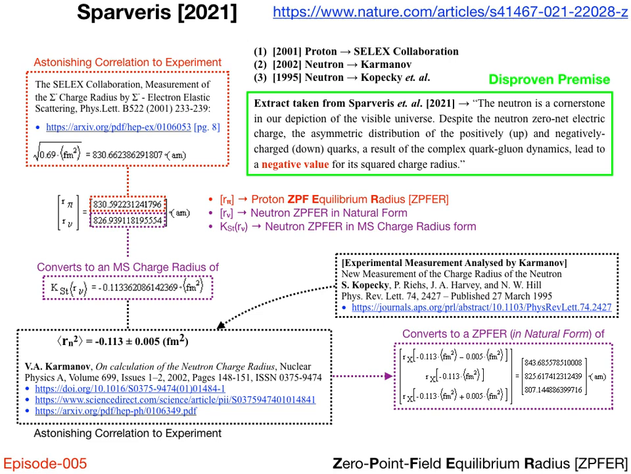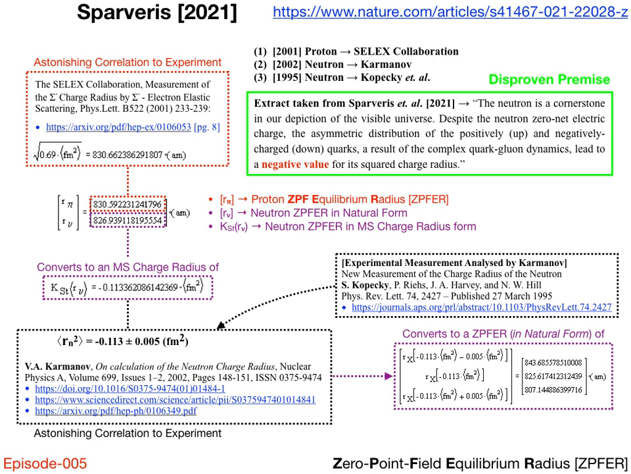However, on screen inside the green box, you will see an extract taken from Sparveris, which describes how the neutron mean squared charge radius manifests as a negative quantity. Sparveris writes that, quote, "The neutron is a cornerstone in our depiction of the visible universe. Despite the neutron's zero net electric charge, the asymmetric distribution of the positively and negatively charged quarks, a result of the complex Quark-Gluon dynamics, lead to a negative value for its squared charge radius." End quote.